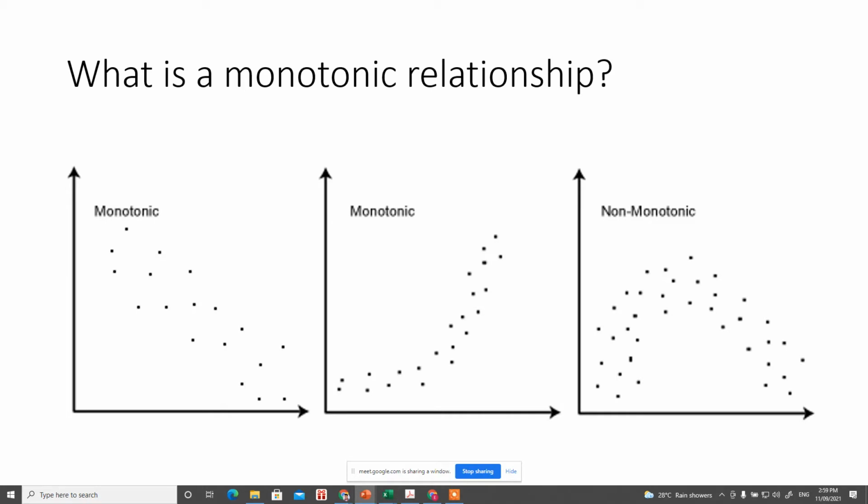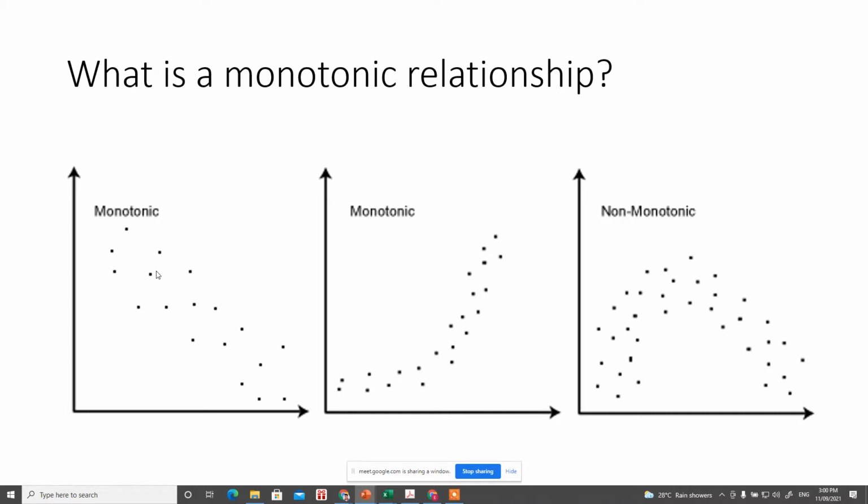These are the illustrations of monotonic and non-monotonic relationships. A monotonic relationship is a relationship where as the value of one variable increases, so does the value of the other variable. Or as the value of one variable increases, the other variable's value decreases. So these first two scatter plots are examples of monotonic relationships.